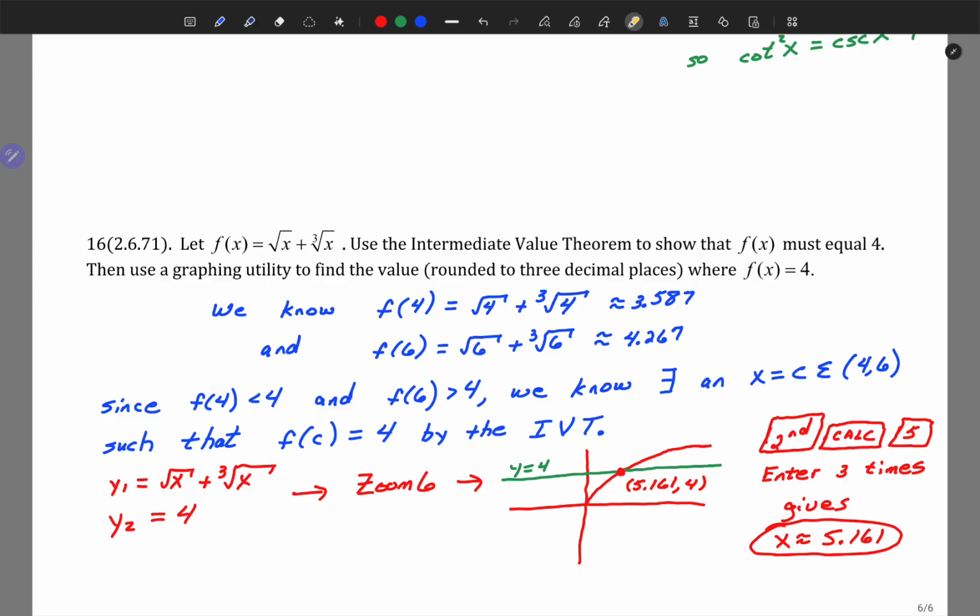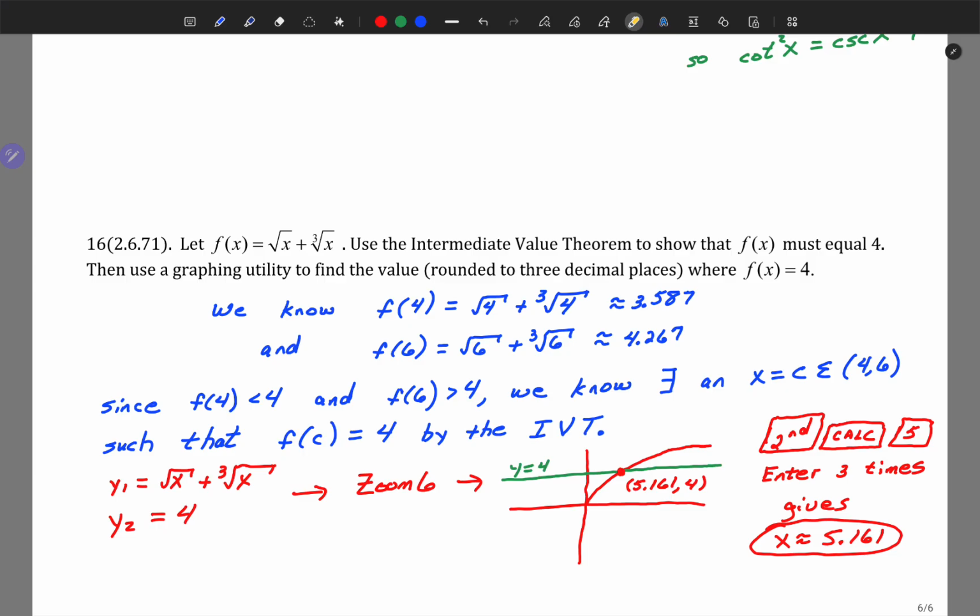That's all we need. So I can say, since f of 4 is less than 4 and f of 6 is greater than 4, we know there exists an x in between these values of 4 and 6, and the value of x that is a success, we say there exists an x equals c belonging to the set of x values between 4 and 6, such that f of c is equal to 4 by the intermediate value theorem.